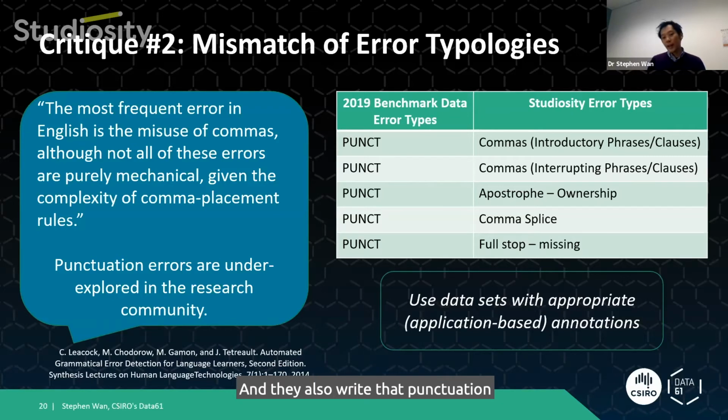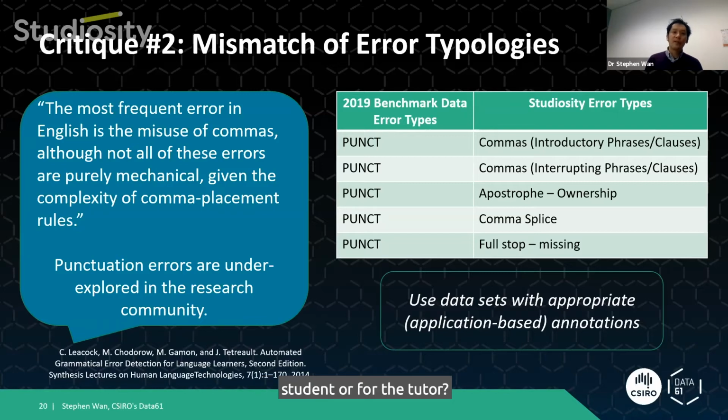And they also write that punctuation errors are severely underexplored in the literature. And that problem still exists today. On the right, I've compared the error types from the most recent benchmark data set in 2019 to some of the error types that Studiosity uses. You can see that the Studiosity error types are more fine-grained than the academic data set. And the academic data set just lumps all the punctuation errors together into one category.